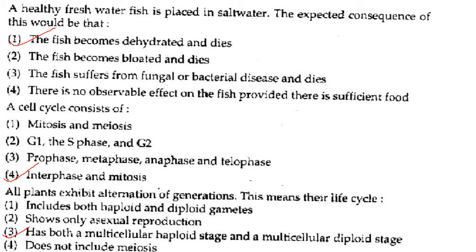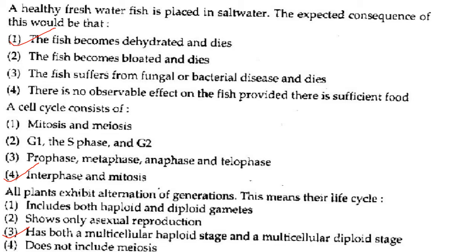Next one, a cell cycle consists of: option 1 mitosis and meiosis, option 2 G1, the S phase and G2, option 3 prophase, metaphase, anaphase and telophase, and option 4 interphase and mitosis. Answer is option 4 interphase and mitosis.